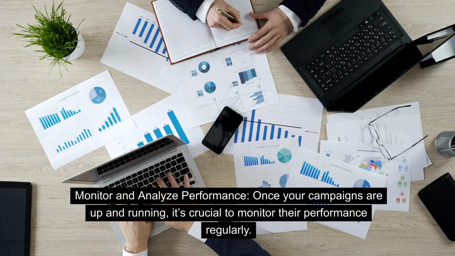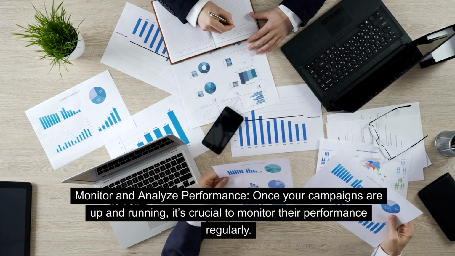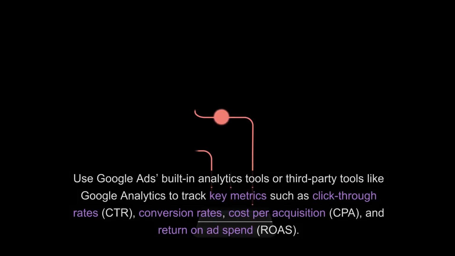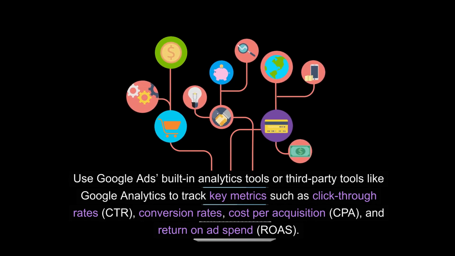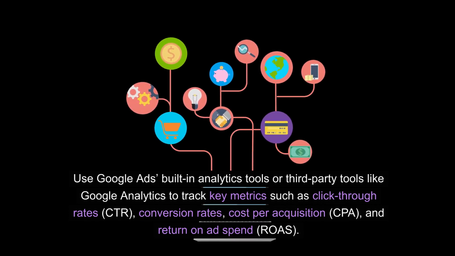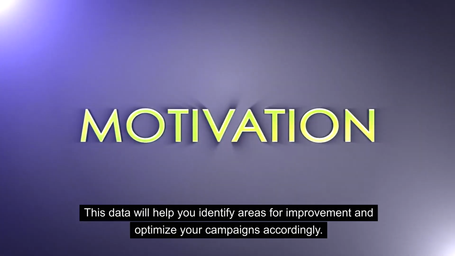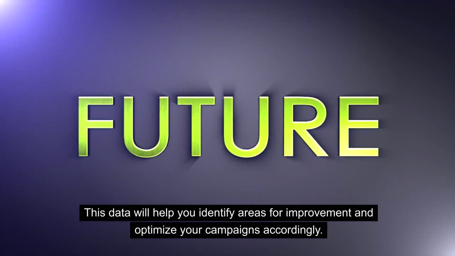Monitor and analyze performance. Once your campaigns are up and running, it's crucial to monitor their performance regularly. Use Google Ads built-in analytics tools or third-party tools like Google Analytics to track key metrics such as click-through rates, CTR, conversion rates, cost per acquisition, CPA, and return on ad spend, ROAS. This data will help you identify areas for improvement and optimize your campaigns accordingly.